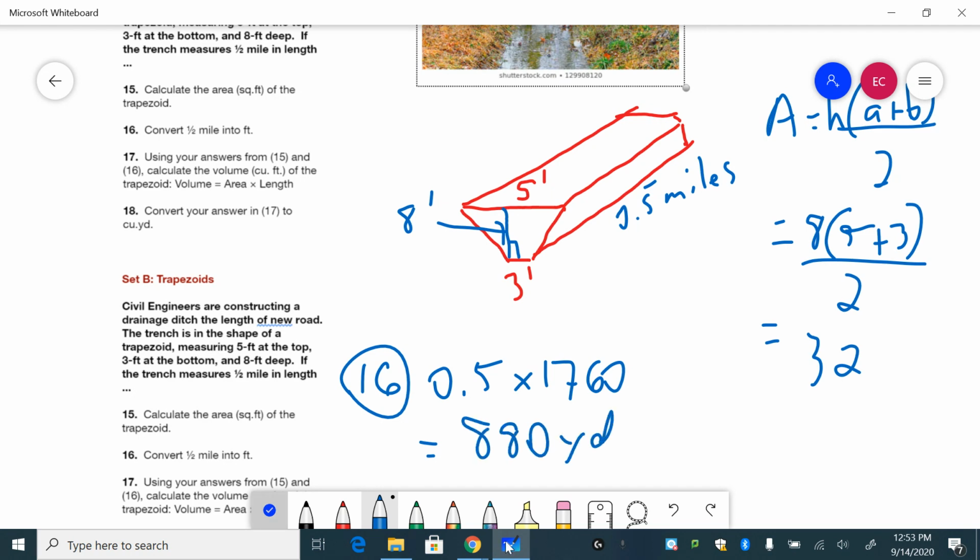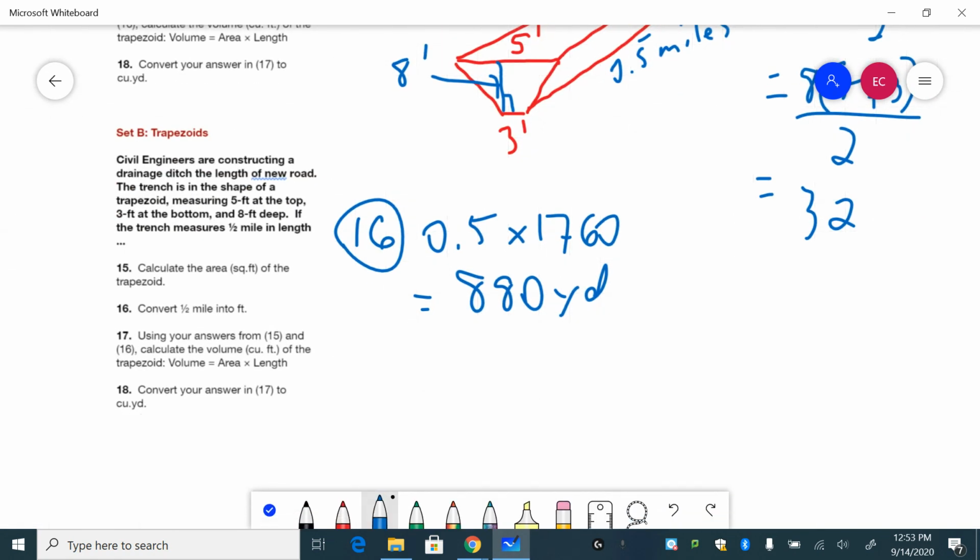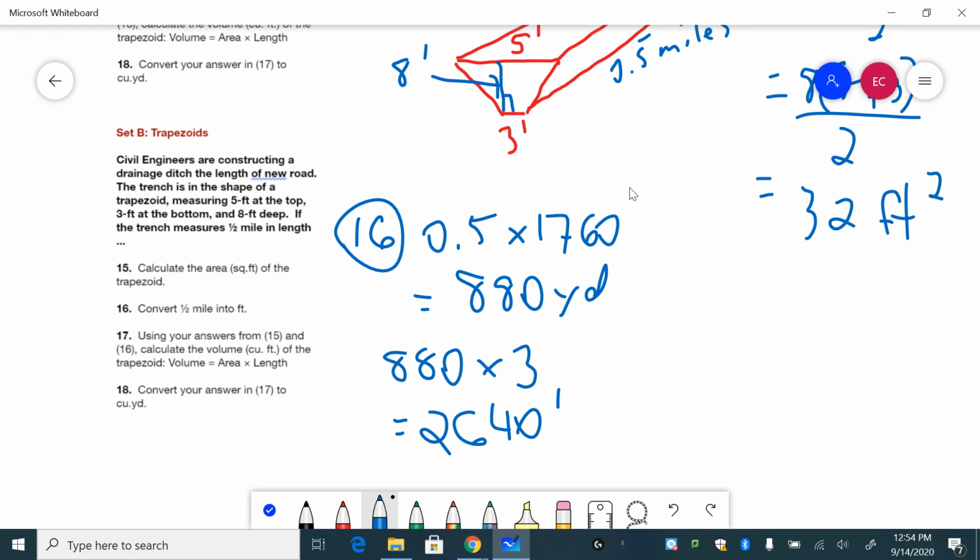So then you're doing this conversion again because you're converting the 880. And I remember from reading that, that was times 3. So that was 3 from our sheet there, and that'll convert it to feet. So 2,640 feet. So now we have the area of the trapezoid, so the front, in feet. So that was right here, 32 feet squared. And then we have the length of our drainage ditch of 2,640 feet.